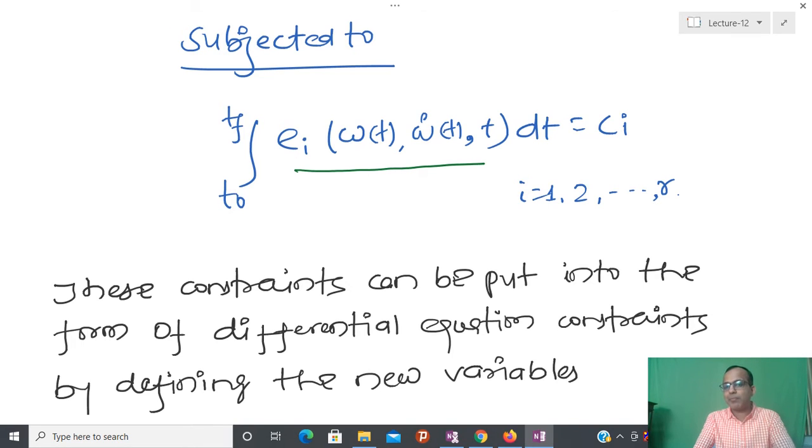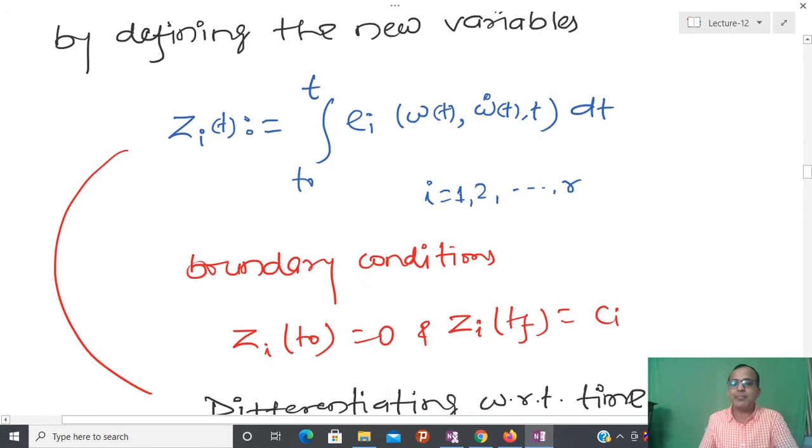So what is our aim? Convert this isoperimetric constraint into some differential form. How to do that? The idea is pretty simple. You can define this constraint as z_i(t), but please be careful, because I have to express this integral constraint in terms of a differential equation. Due to this reason, you can see that here I have written t.